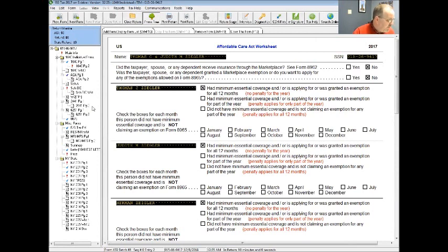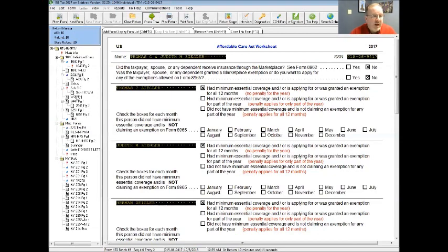Okay, so we have that information. We got the Ziegler's bio in there. So now we're going to get the income. And again, I like you to put income in first so that you kind of go there, and then we can go for the other stuff.